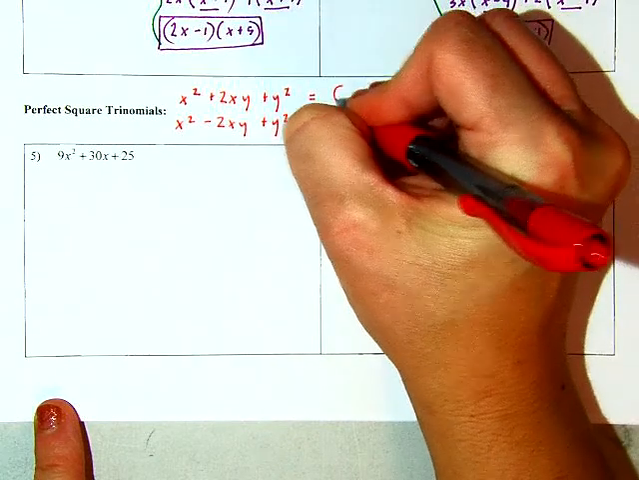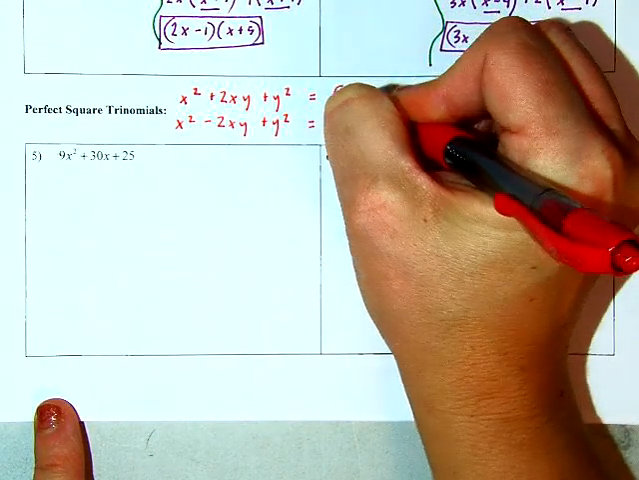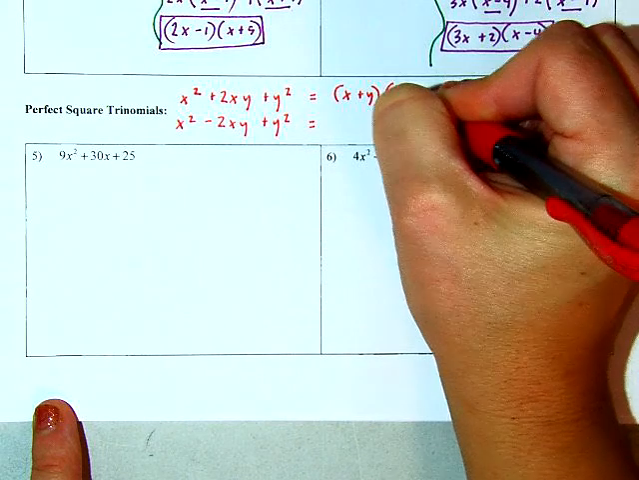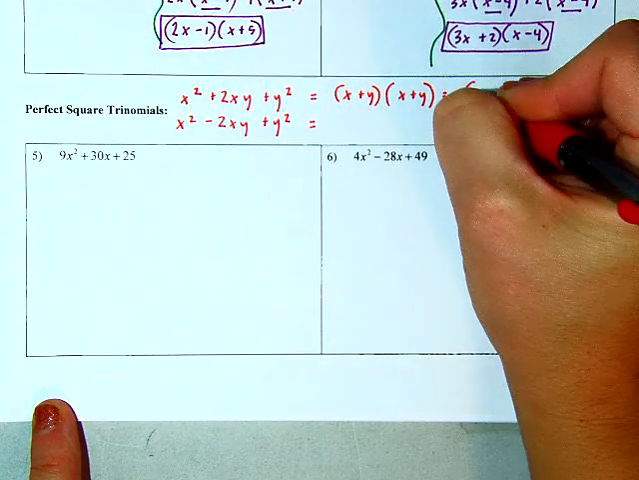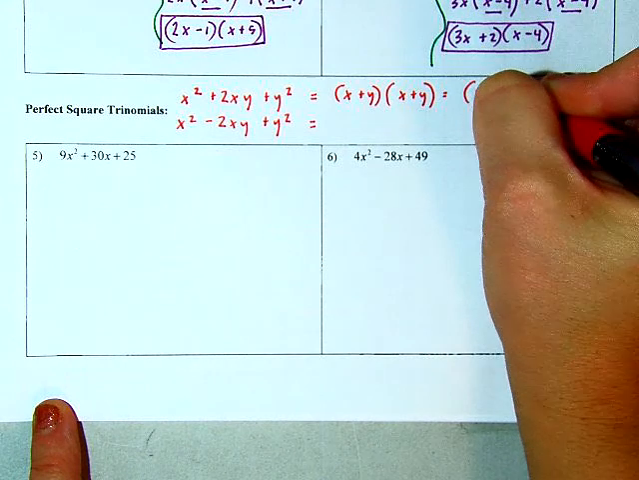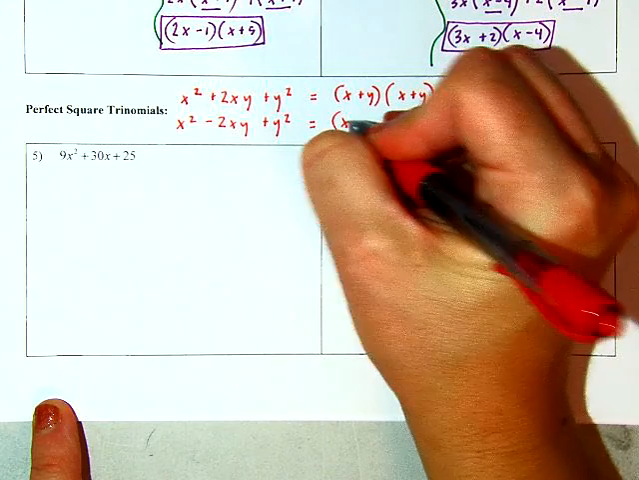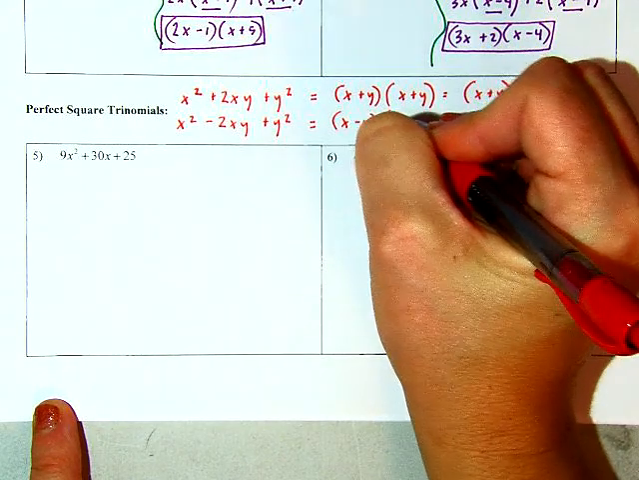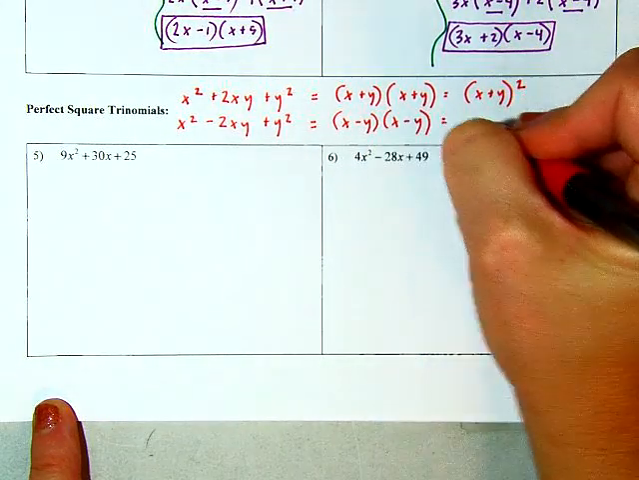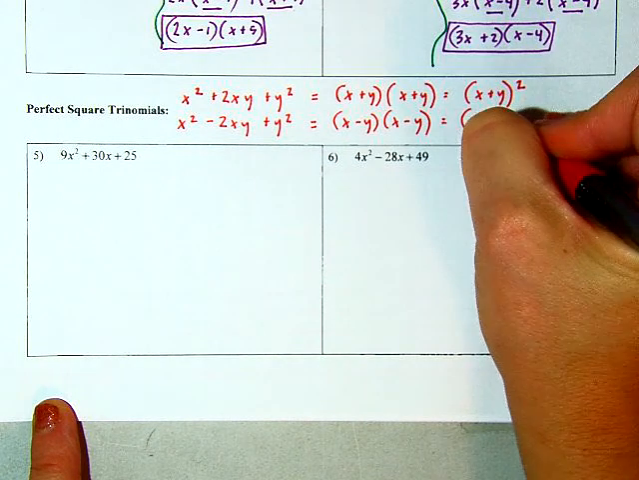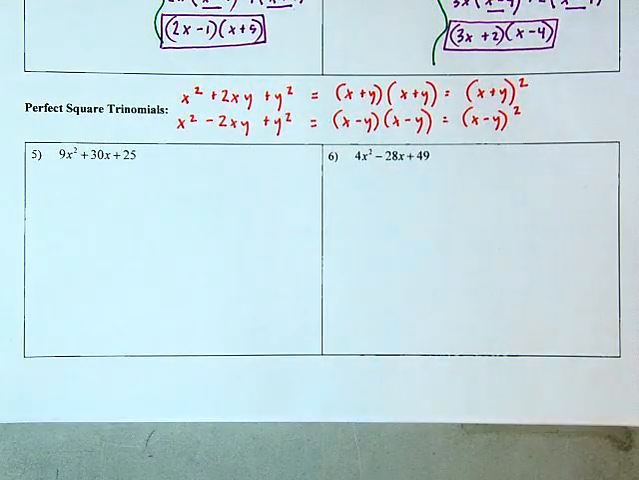The one on top factors into x plus y times itself. So really we write that as x plus y squared. The second one factors into x minus y times itself, which then becomes x minus y as a quantity squared. So whenever we have a perfect square trinomial, it factors into a binomial squared, a binomial times itself.